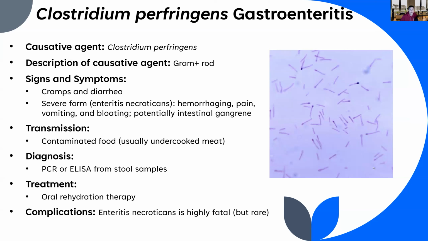So essentially, you have gangrene beginning to form in the person's intestines, which, as you can imagine, is highly fatal. Transmission is typically from contaminated food, usually undercooked meat, and diagnosis is from a PCR or an ELISA taken from the patient's stool samples. Treatment for this is going to be oral rehydration therapy. However, if they do develop enteritis necroticans, it is incredibly fatal just because you quite literally have the patient's intestines rotting inside of them.